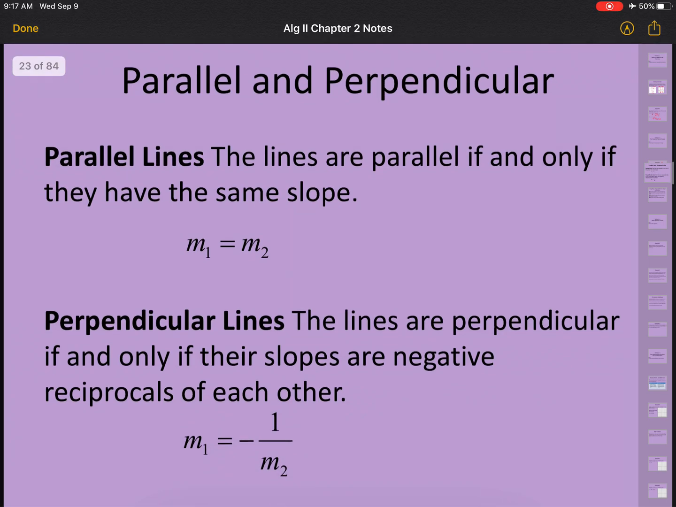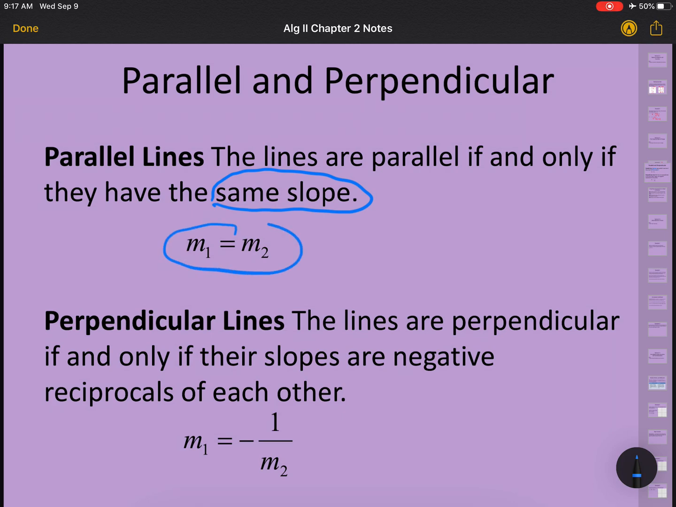Okay, so now we have the difference between parallel and perpendicular lines. You guys should have used this in geometry. Okay, parallel lines, they're parallel if and only if they have the same slope. So keyword here, parallel, same slope. So m1 is equal to m2, m being slope. Okay, perpendicular lines, they're perpendicular if and only if their slopes are negative reciprocals of each other.